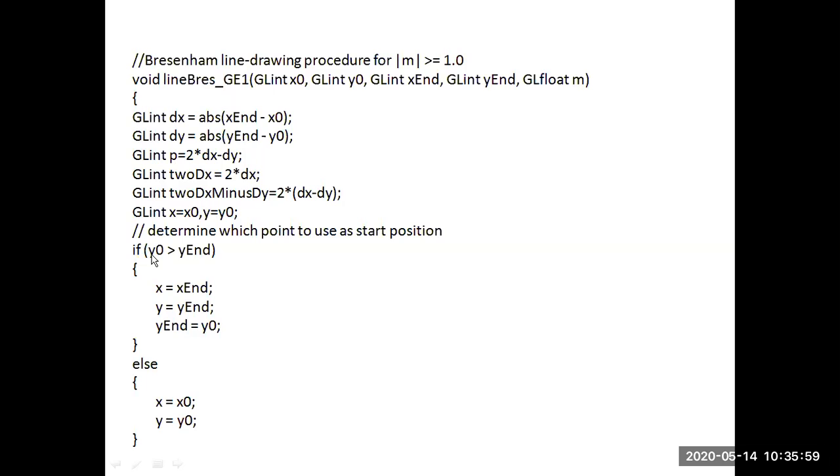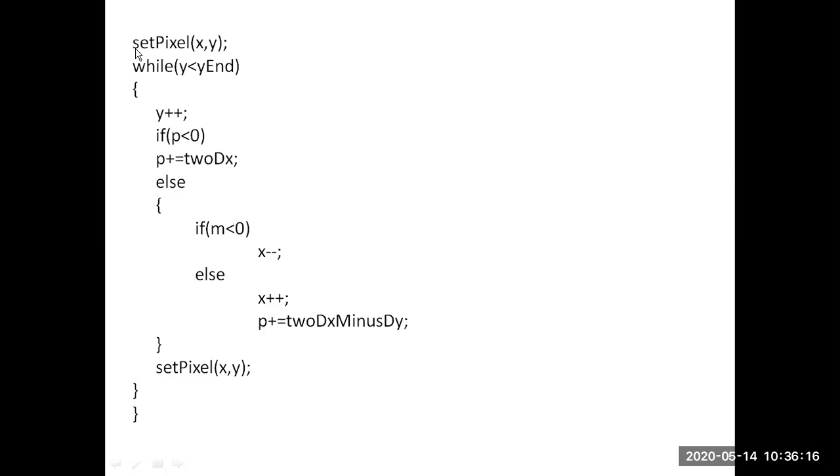Now I check whether y0 is greater than yn, to check whether the starting y coordinate value is greater than the end. If it is greater, then we need to swap, or else the xy values will remain the same. Then we call the function setPixel to plot a point at that particular position. Now in the while loop, we check whether the current y coordinate value is less than yn. If the condition is true, then I increment y by 1 unit and check the condition on the incremental value p, whether p is less than 0.